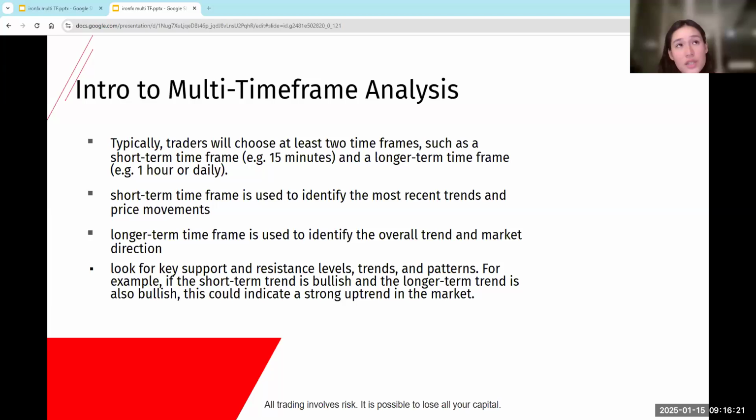For example, if the short-term trend is bullish, you might look to buy on dips or pullback levels in the market. Conversely, if the longer-term trend is bearish, you can look to sell or short in the market. So yeah, it basically helps you to look at the bigger picture and analyze trends and patterns from multiple different time frames.